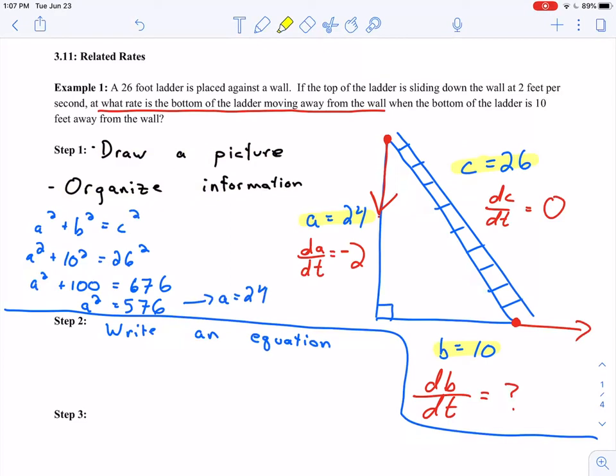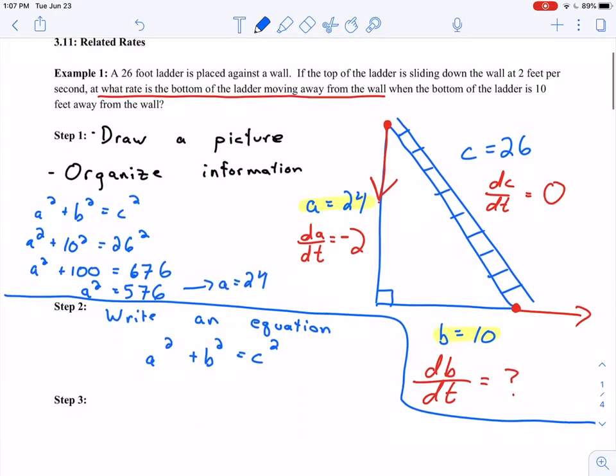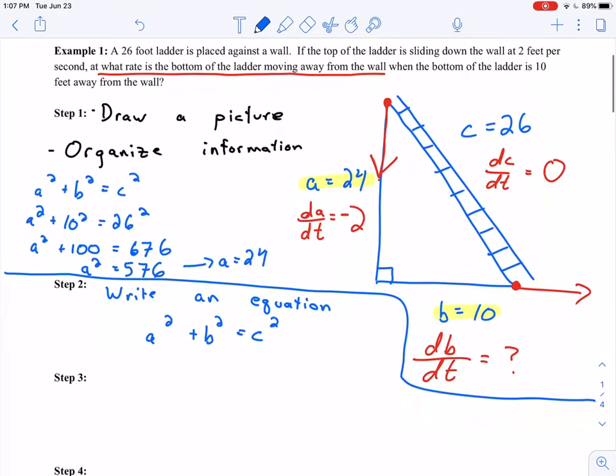We've actually already used that equation, the one I have in mind at least. Don't overthink this. I have a squared plus b squared equals c squared. That's a relationship between a, b, and c. That's an equation that relates all 3 of those variables. So that's going to be my equation. That's what I'm going to use for this problem: a squared plus b squared is equal to c squared. And as soon as you find that equation, that's awesome. We are going to move on to step 3.